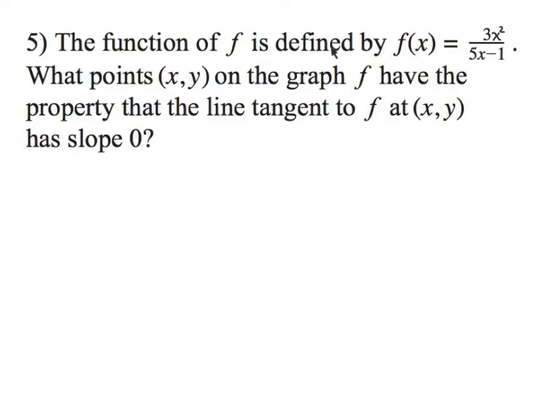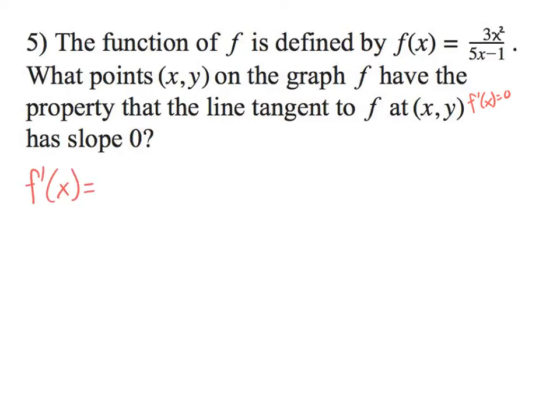The function of f is defined by this. What points x, y, so we want a coordinate, not just x, on the graph of f have the property that the line tangent to f at that coordinate has a slope of 0? Basically what this is saying is we want the derivative of x equaling 0 and find out where that is. First step is to take the derivative. So let's take the derivative of f.